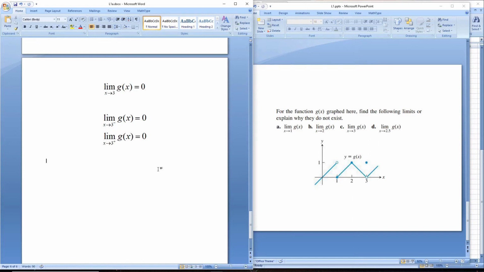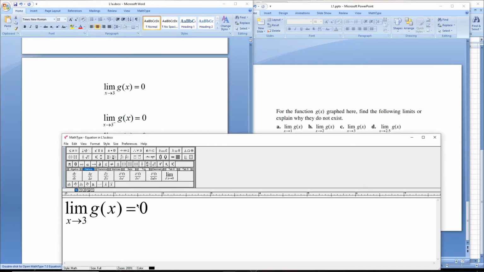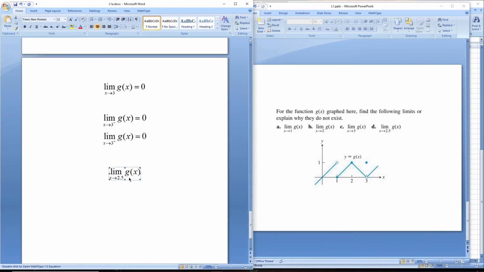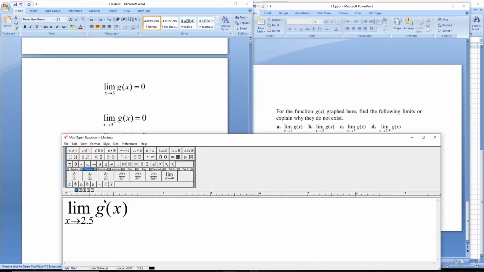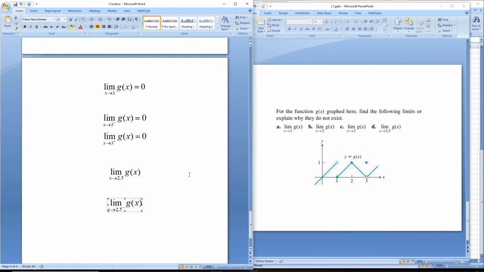So let's check out their last one there. They have the limit of this function as we approach 2.5. So again, a two-sided limit. So in order to get this answer, we do need to check the left and the right. These both have to converge to the same value. So 2.5, right in the middle between 2 and 3 here. And we're going to approach it from the left.